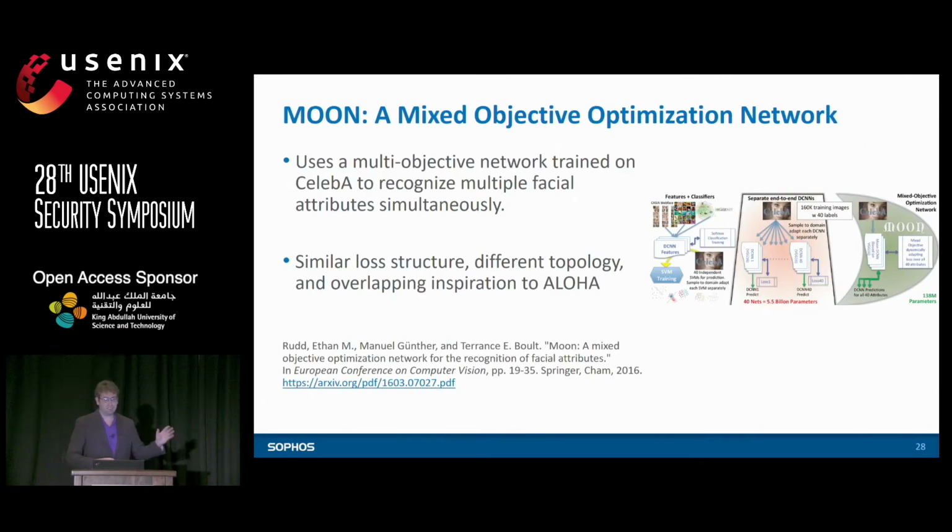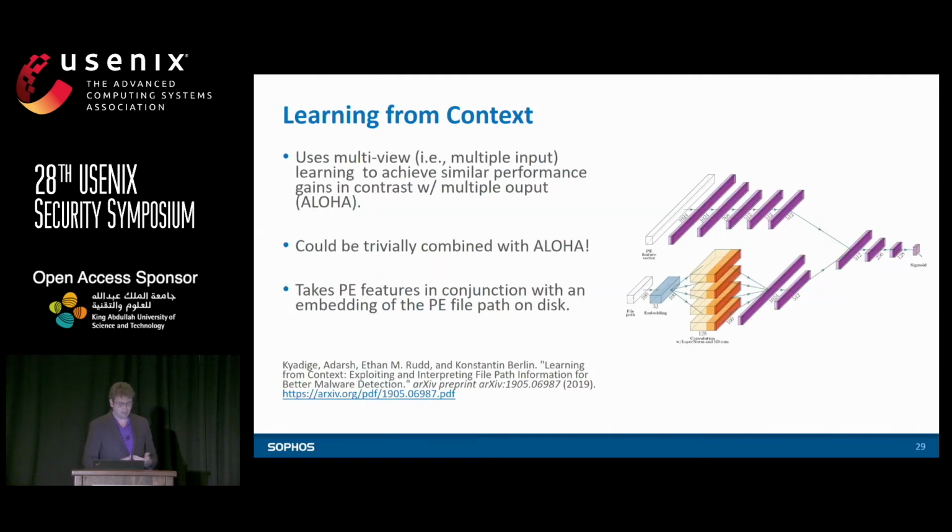This paper, A Mixed Objective Optimization Network, was one that I actually did a few years ago on a vision data set for facial attribute detection. What's interesting about this is it uses a similar approach for a much, much different data modality. It's very cool to see that this works across a lot of different data modalities.